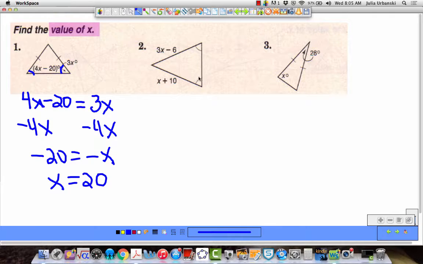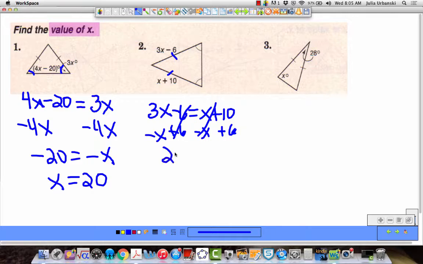If these are the two congruent angles, then the sides across them are also congruent. This side is equal to this side over here. So 3x minus 6 equals x plus 10. And minus x on both sides makes 2x. Plus 6 on both sides makes 16. And x equals 8. We're allowed to stop there because the directions had to find x.